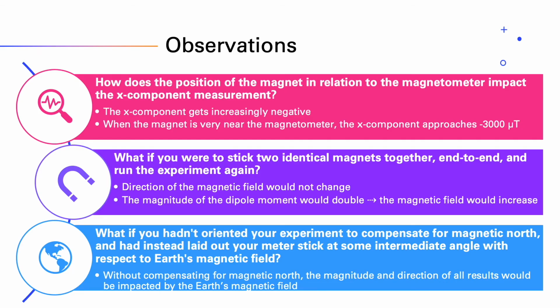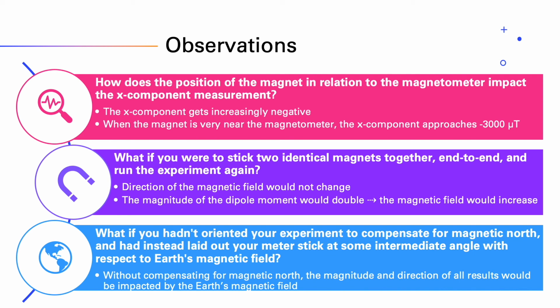So for the conclusion, some final observations. How does the position of the magnet in relation to the magnetometer impact the X component measurement? So for this, what I did is I set it equal to 0. I found where the X component was 0, and then I introduced the magnet. And the closer the magnet got to the magnetometer, the more negative the value got. When the magnet was right next to the phone, the X component was around negative 3,000 microteslas.